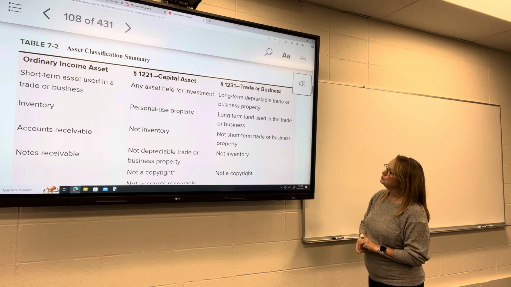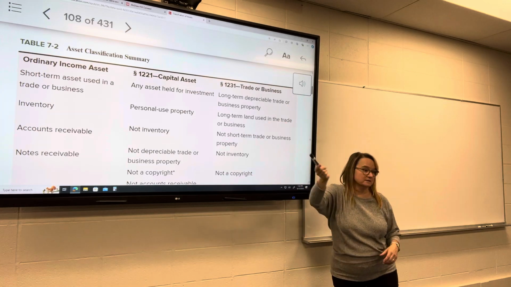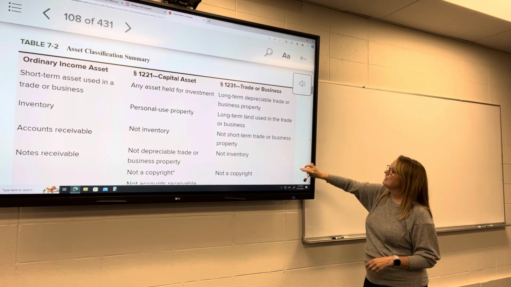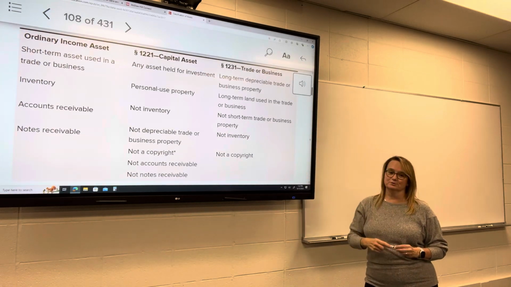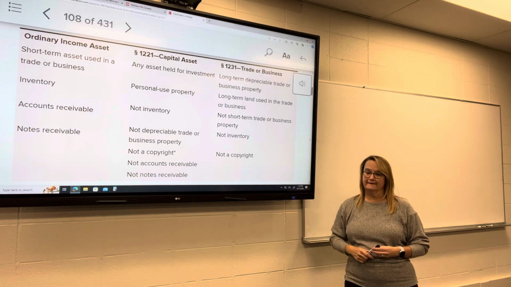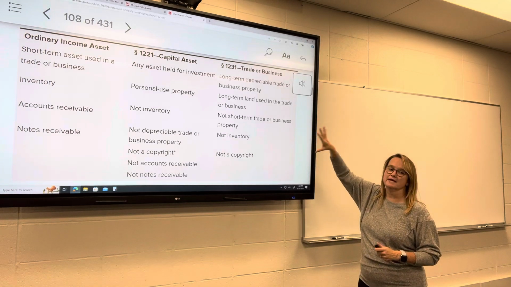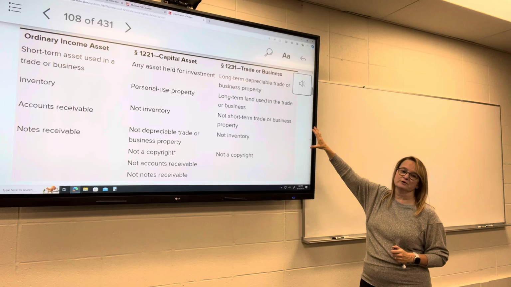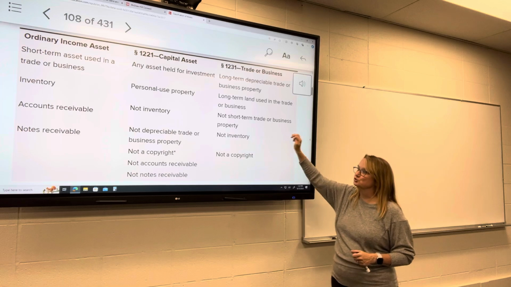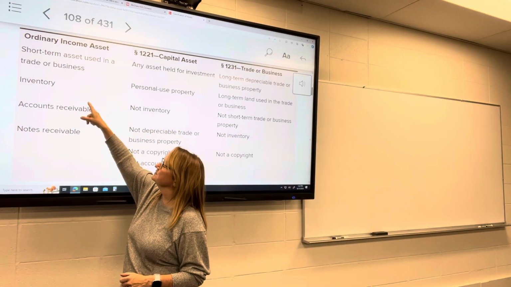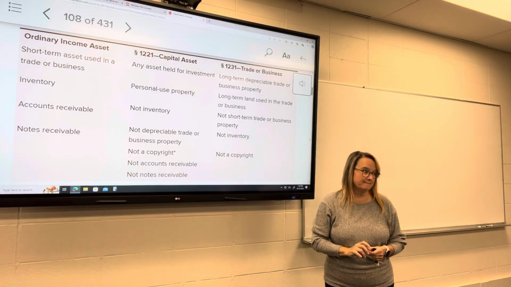Long-term land used in the trade or business. The difference between these two items is depreciable, and obviously land is not depreciable, right? It's not short-term trade or business property, not inventory, and not a copyright. Okay, so business property, land, real estate, any type of business property that has been held for more than 1 year, okay, is 1231 trade or business property. Short term, if it's held for less than 1 year, it's going to be considered ordinary income property, even if it's a piece of business property, okay?